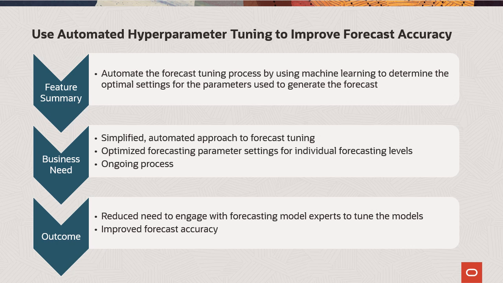The background process can be run for the entire forecasting dataset or a subset of the data. The subset is determined by specifying a percentage of data to sample in every run. By using this approach, you will reduce the need to engage with forecasting model experts to tune the models, as well as improve the accuracy of the forecast.